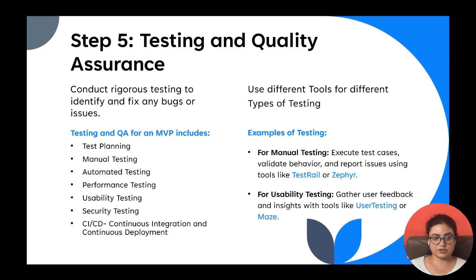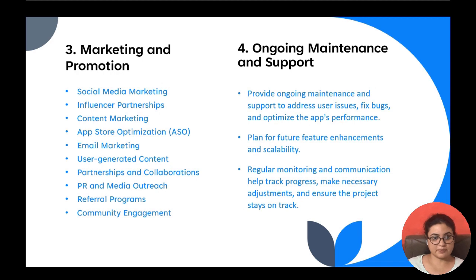Different types of testing in QA for an MVP include test planning, manual testing, automated testing, performance testing, usability testing, security testing, CI/CD testing. For example, for manual testing, you can use tools like TestRail and Zephyr and execute tests to validate behavior and report issues. For usability testing, gather user feedback insights with tools like UserTesting.